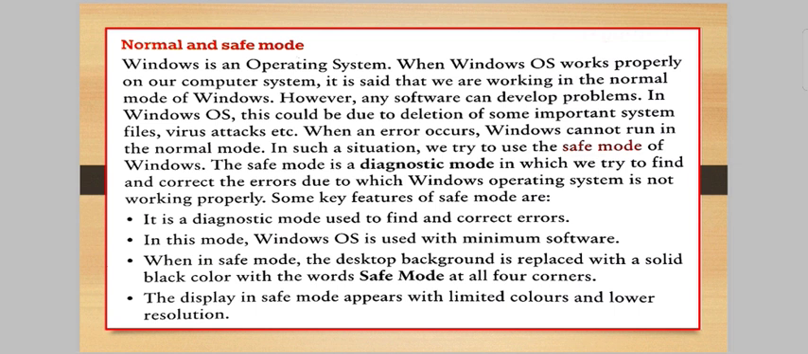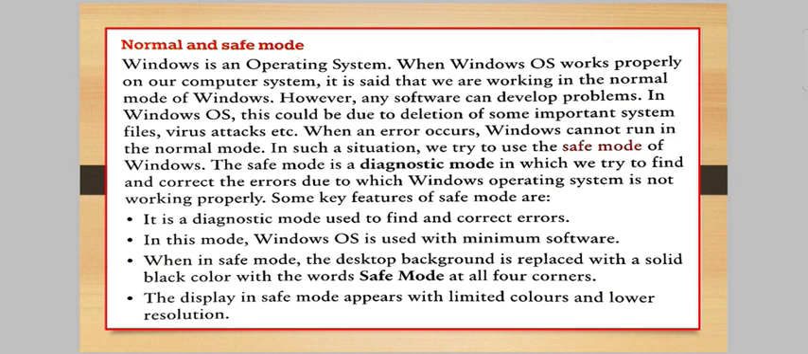When in safe mode, the desktop background is replaced with a solid black color with the word safe mode at all four corners. The display in safe mode appears with limited color and lower resolution. Okay, so mainly we use the safe mode to find and correct the errors of an operating system. Okay, and in safe mode, the Windows OS uses the minimum software. So safe mode is very important to identify the errors in a computer system.